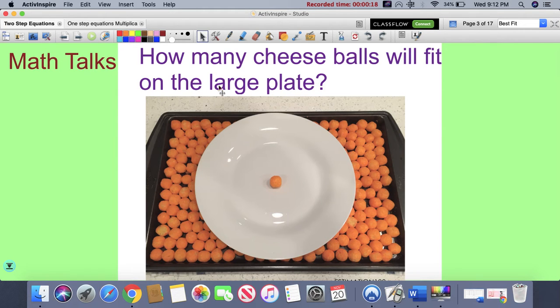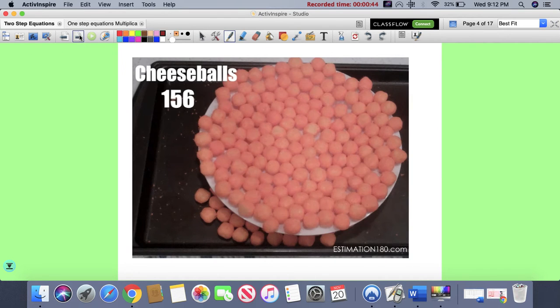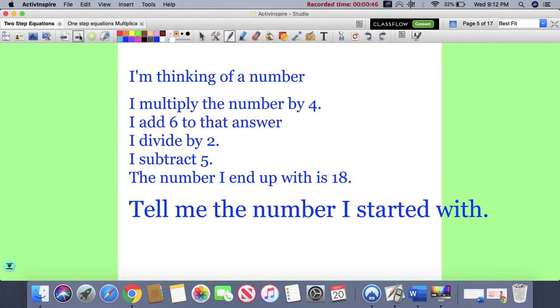Okay. Math talks. How many cheese balls fit on the large plate? So, it's a good one. You can use that one as a reference point and try to figure out how many. See if you can get it. So, you can pause, you can count, you can do whatever you want, and then go on to the next slide and see that it's 156. Quite a lot, right?